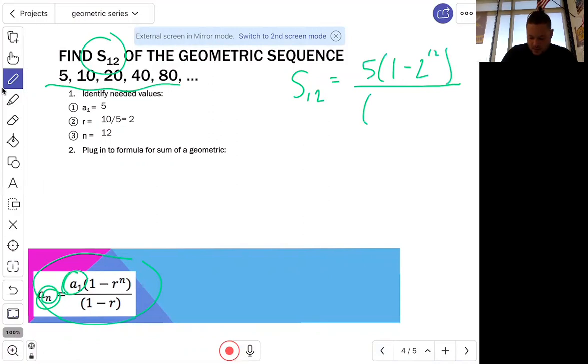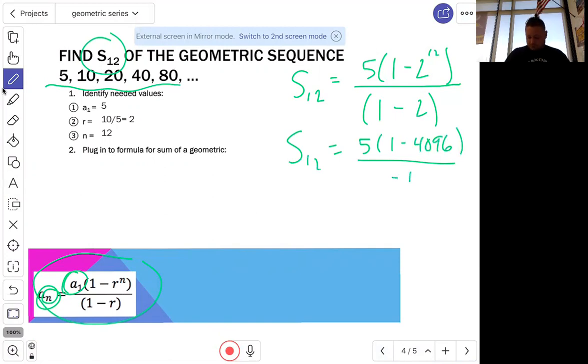And then on the bottom, it's just going to be simply 1 minus 2, because that is my r. At this point, you could enter everything into a calculator. I'm not going to. I eventually will use a calculator, but I'm just going to clean things up a little bit. So we have 5 on the top, 5 times whatever this is. 2 to the 12th power is 4,096. So really it'd be 1 minus 4,096 all over -1, because 1 minus 2 is -1.